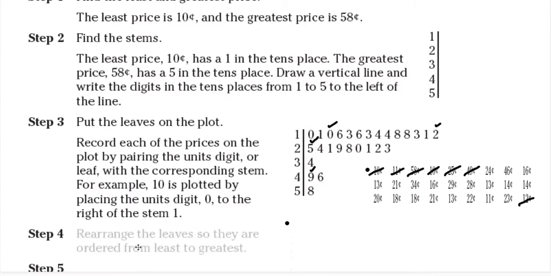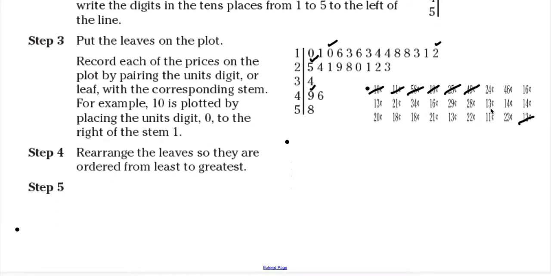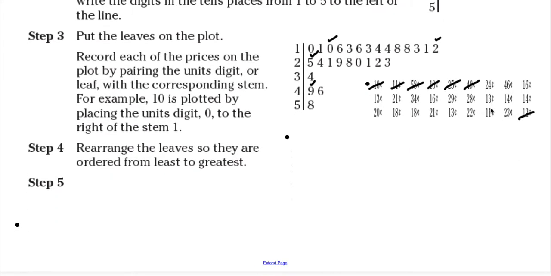Next step, step number 4, rearrange the leaves so that they are in order from least to greatest. After you have created your stem and leaf plot, if you notice, the numbers here are not in order from least to greatest. To better organize your set of data, you need to organize the leaves from least to greatest, and this is what you do.